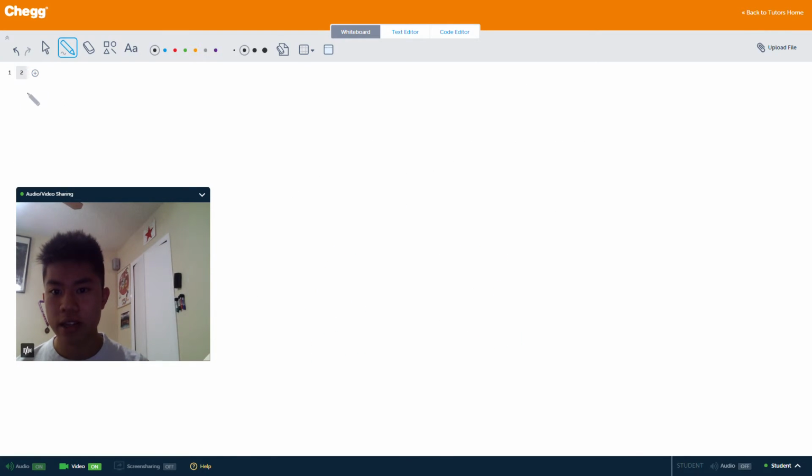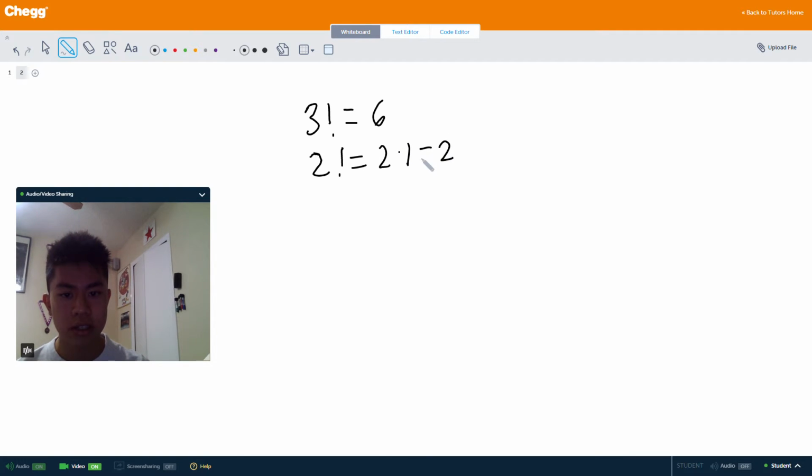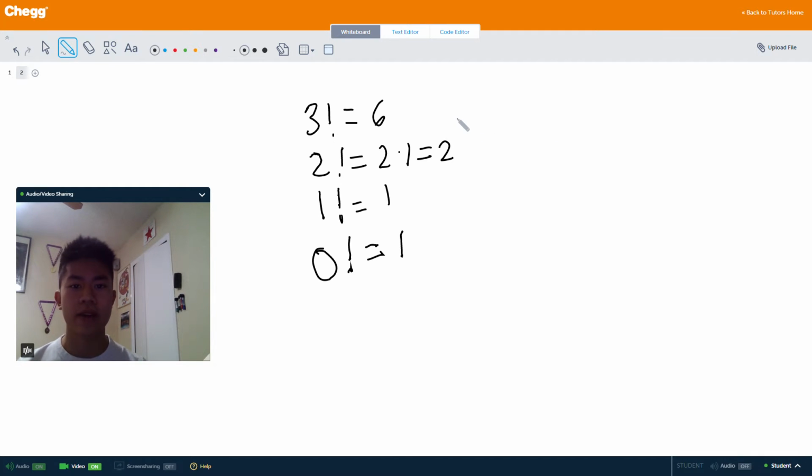Alright, so let's take a look at another interesting property of factorials. Alright, so we know 3 factorial is equal to 6. 2 factorial is going to equal 2 times 1, which is 2. 1 factorial is going to equal 1. Let's say I want to take 0 factorial. Right? And anyone would logically think that 0 factorial is 0. However, that's not true. 0 factorial is 1. And that's just a fact you kind of have to accept.